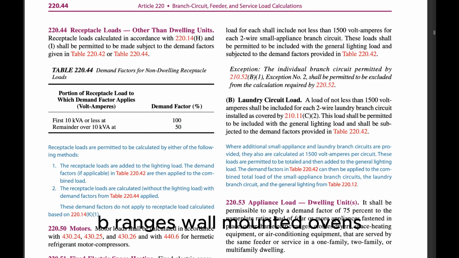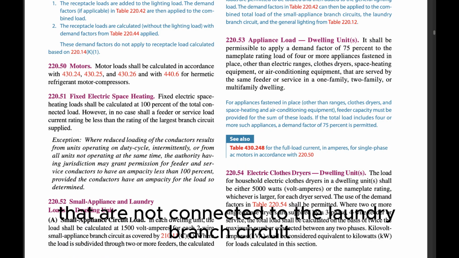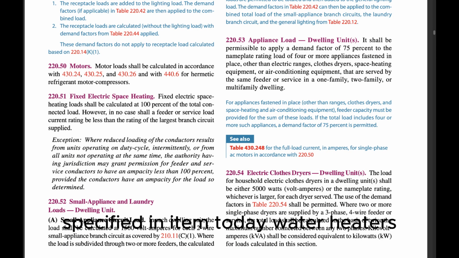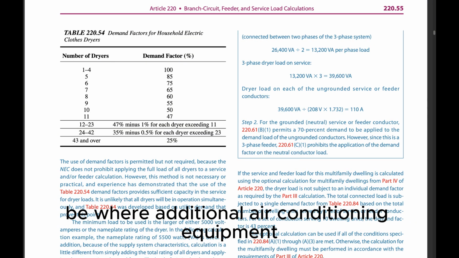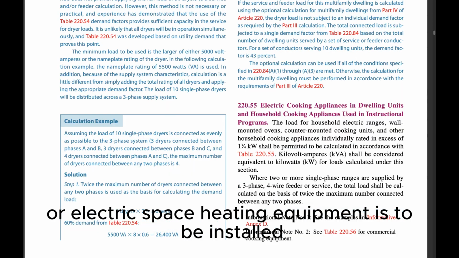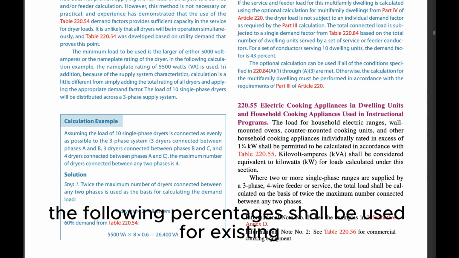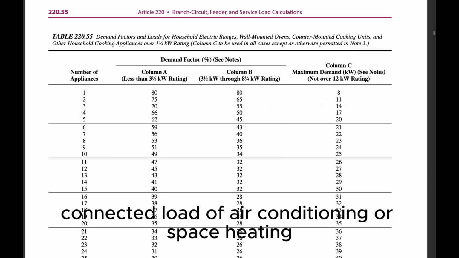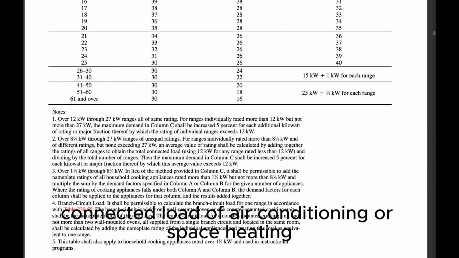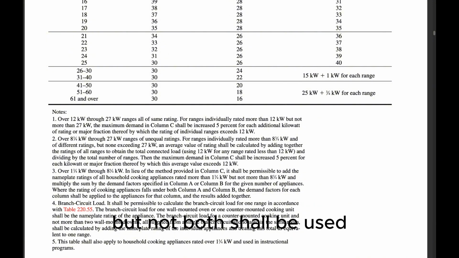Ranges, wall-mounted ovens, counter-mounted cooking units. C. Clothes dryers that are not connected to the laundry branch circuit specified in item 2D. Water heaters. B. Where additional air conditioning equipment or electric space heating equipment is to be installed, the following percentages shall be used for existing and additional new loads. The larger connected load of air conditioning or space heating, but not both, shall be used.